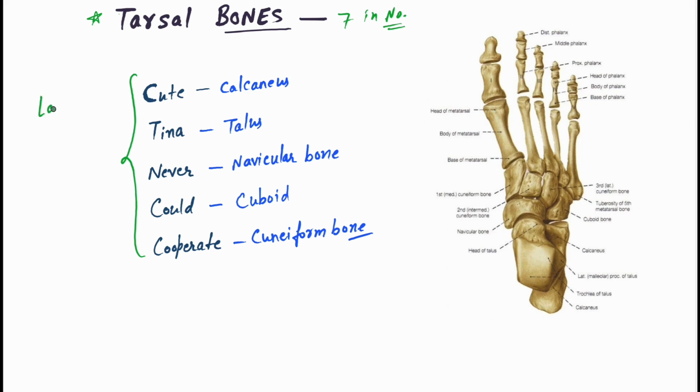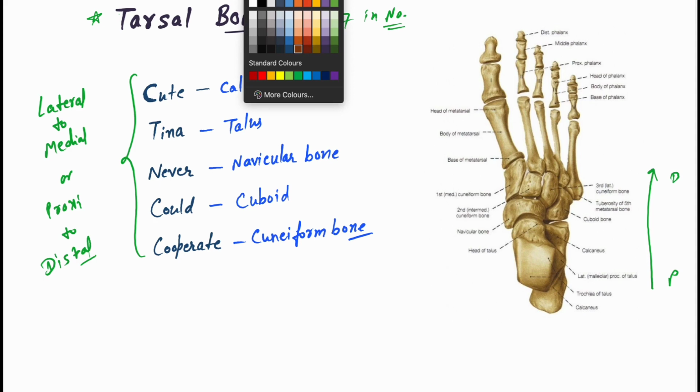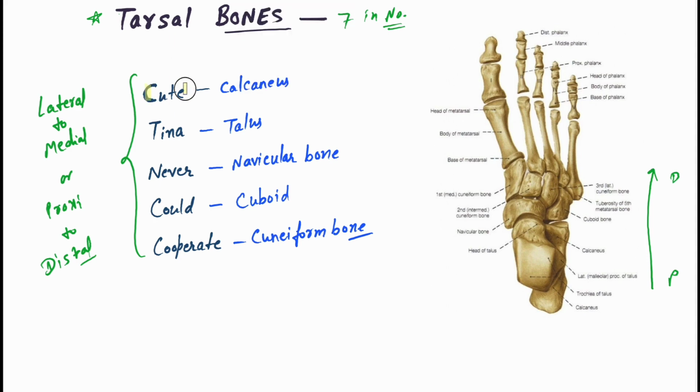So remember, this is lateral to medial side, or we can say proximal to distal sides. So this is the mnemonic from lateral to medial and proximal to distal. So what is that? It means we have the calcaneus bone here, then we have the talus, then the navicular, then the cuboid, and the cuneiforms.